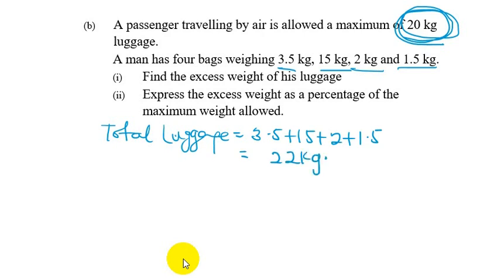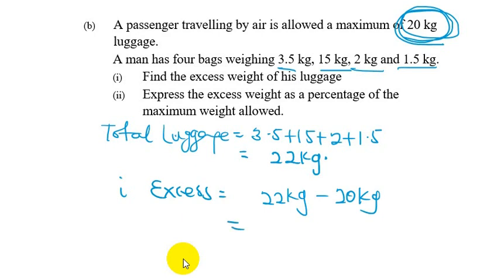So it means that the man is having more than he's supposed to bring. So the excess, they say we should find the excess. So the excess luggage will be the 22 that the man is holding minus what you are supposed to bring, 20 kg. And that is going to give us 2 kg. I hope it's clear. Good.